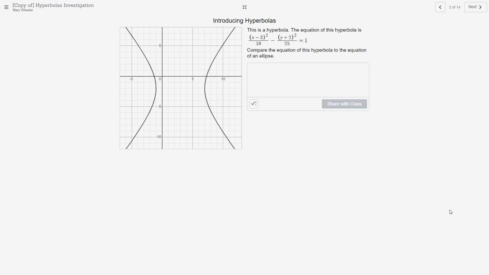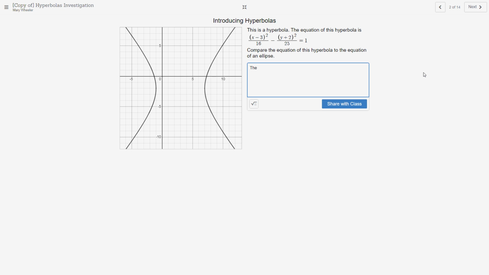So we're gonna be starting about parabolas today. So did I say parabolas? I meant to say hyperbolas today. This is the equation of the hyperbola that's shown to the left. Compare that to the ellipse.